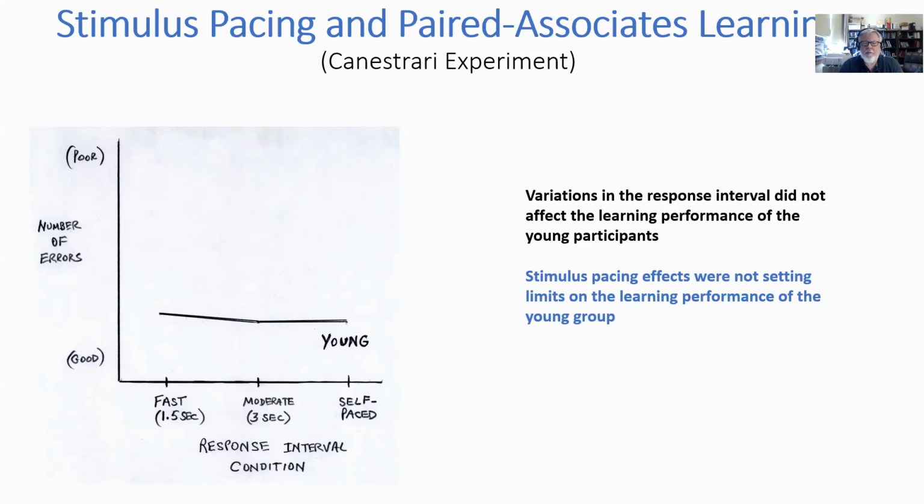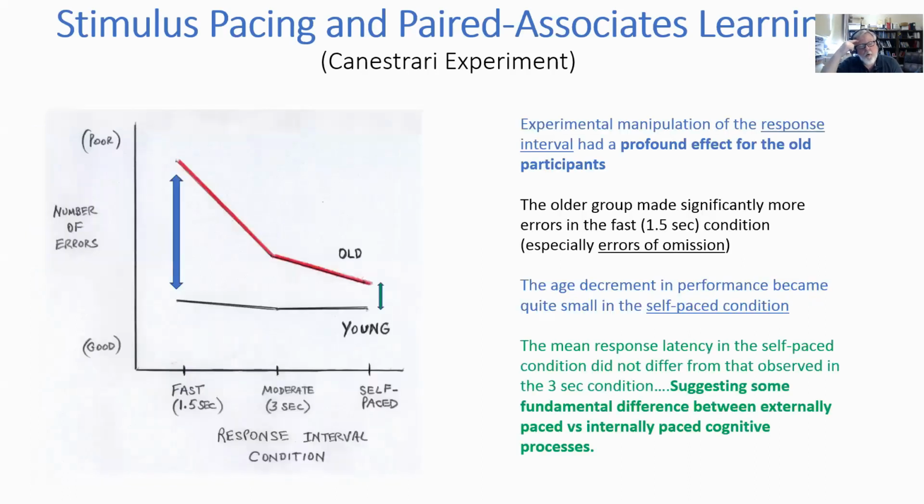However, we see a very different story when we look at the data from the older people. We can see that the response interval condition had a profound effect on the older participants. When the older participants only had 1.5 seconds to respond, they made massive numbers of errors, and the size of the age difference was quite phenomenal. And as you might guess, many of the errors they made were errors of omission. They simply didn't have enough time to respond.